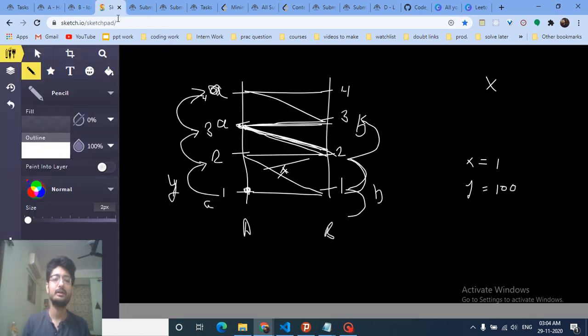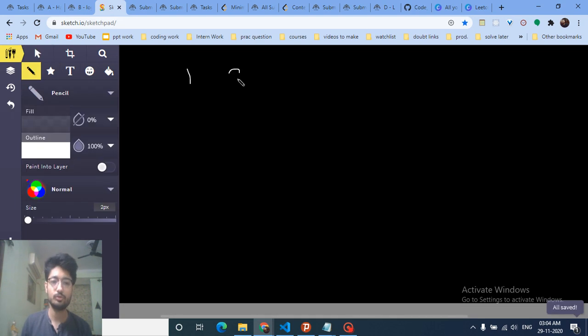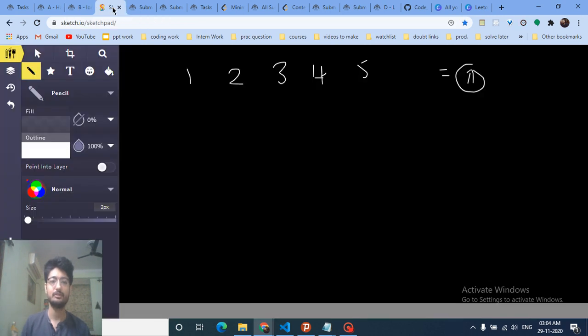So let's assume that if you want to buy 5 logs, then you have to buy logs of length 1, 2, 3, 4 and 5. So you are given n, which is the maximum length log you have to buy. You will buy all the logs between 1 till 5, and then you go to a shop which has n plus 1 logs in stock. The shop has logs 1, 2, 3 till n plus 1. So if you go to the shop, it has logs 1, 2, 3, 4, 5 and 6. These are the logs in the shop.